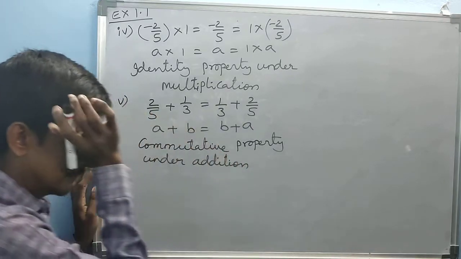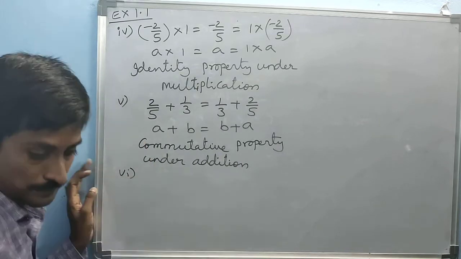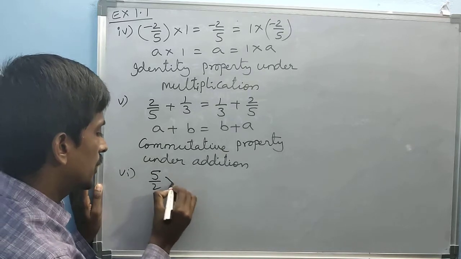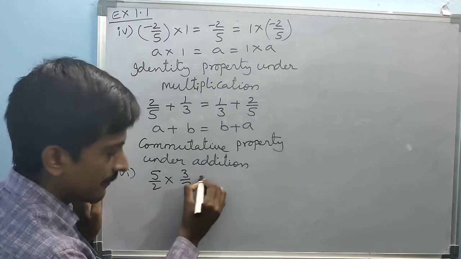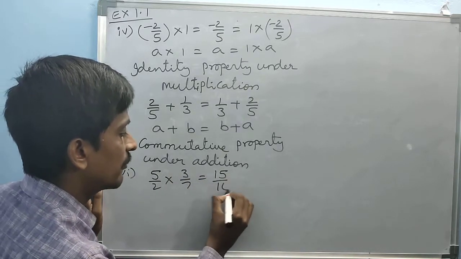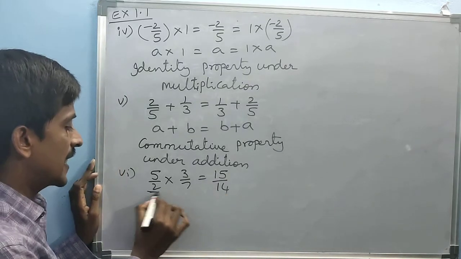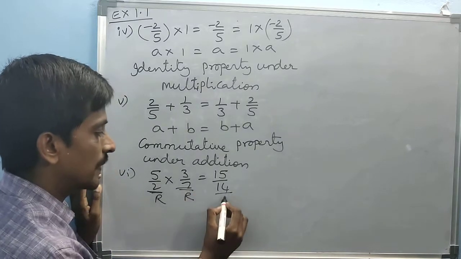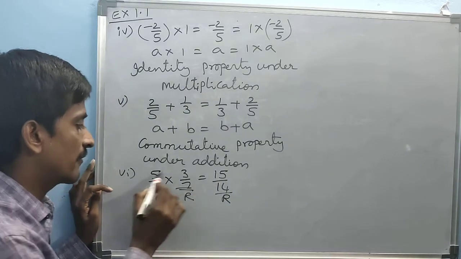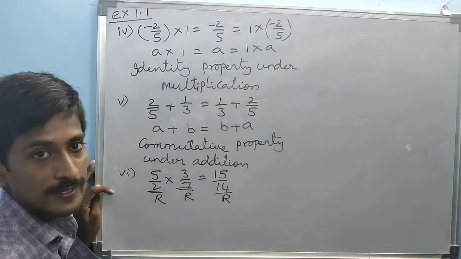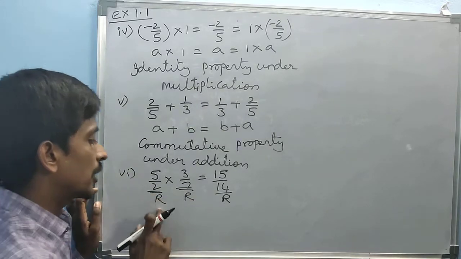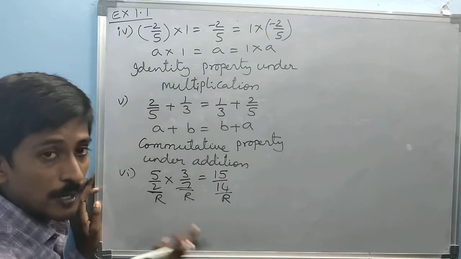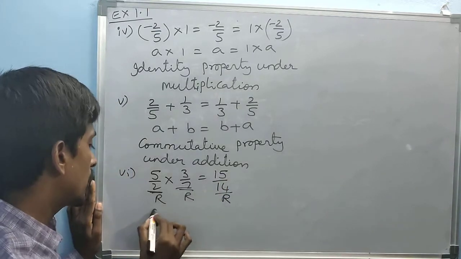Next, sixth one. 5 by 2 into 3 by 7 equals 15 by 14. This is a rational number, and this is a rational number, and these two multiplied give also one rational number. 5 times 3 is 15, 2 times 7 is 14. So the product of two rational numbers gives a rational number. That property is known as the closure property.